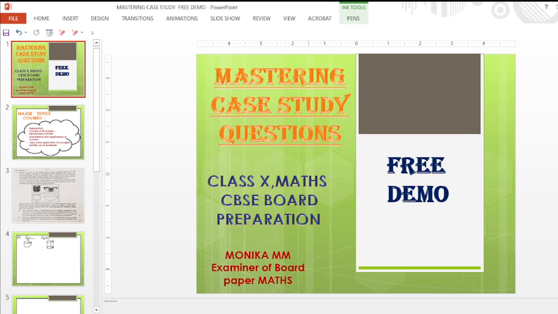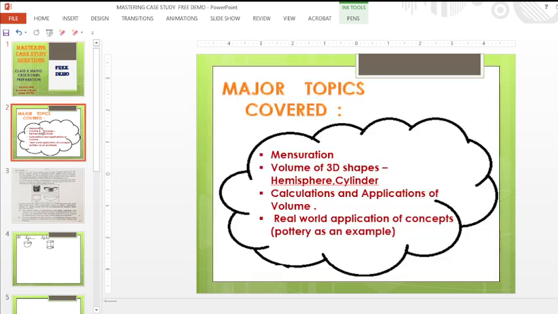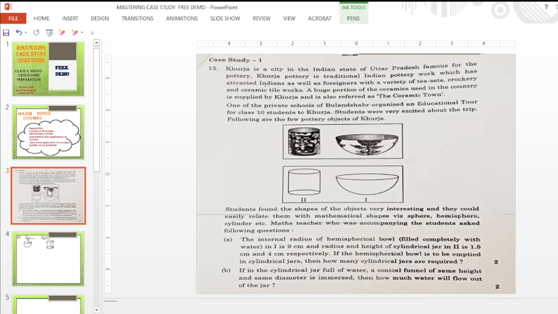This is a free demo class where I will be explaining a case study question. The topics covered in this case study require knowledge of the volume of a hemisphere, a cylinder, and applications of volume. This is a case study question. I will briefly explain this case study to you. What is it about? I'm framing the same case study so that you can understand easily.